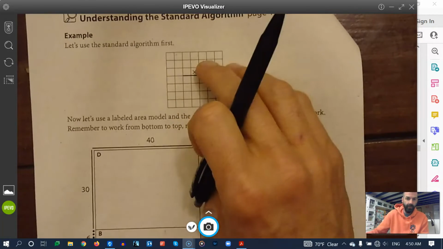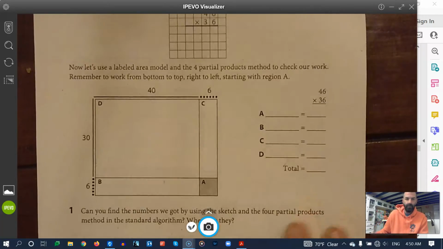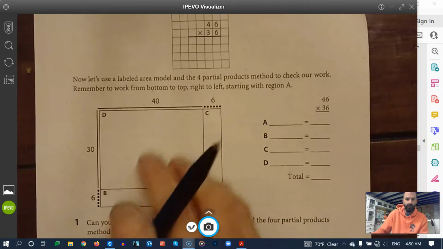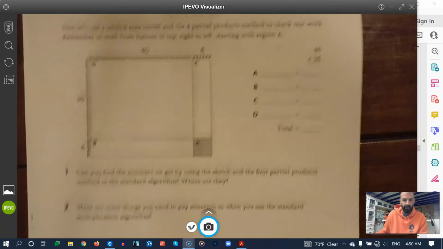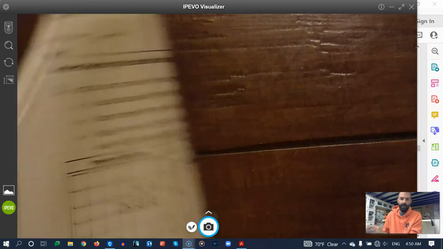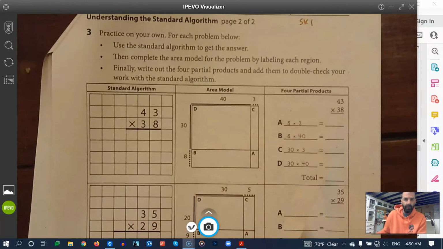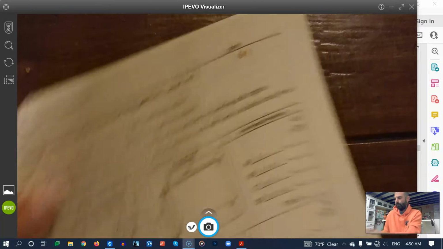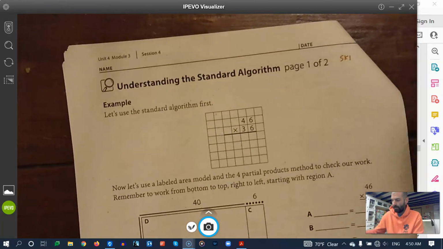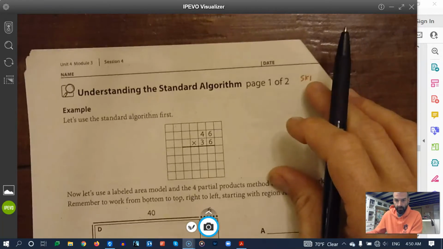First, we're going to go over the standard algorithm, what that looks like. Then we're going to use that information down here to make sure that we are correct, and then answer some questions. And then on the next page, that's the one where you really should be rocking and rolling on your own, and then using the video to check your work.